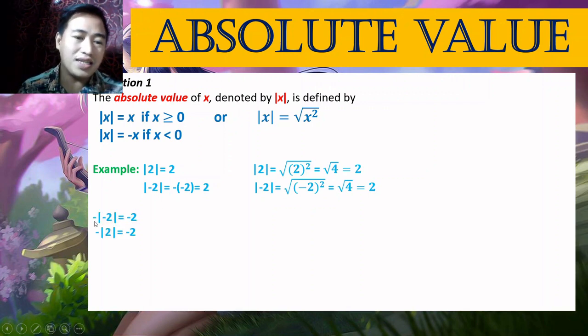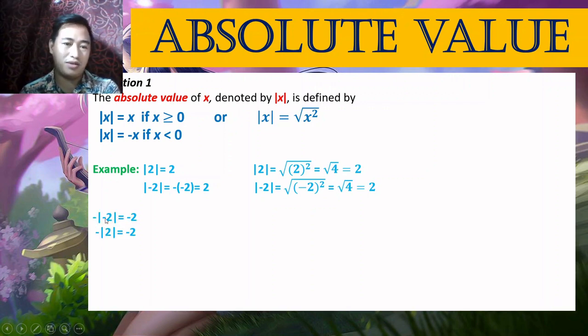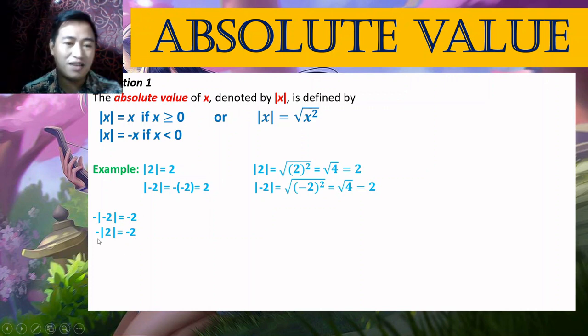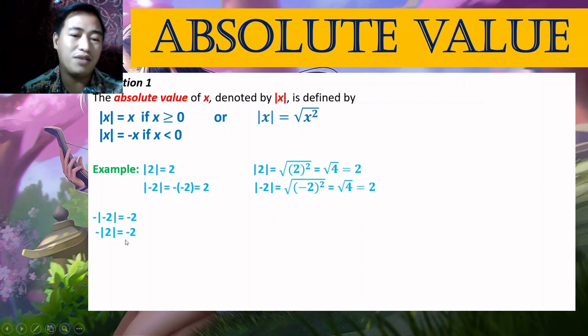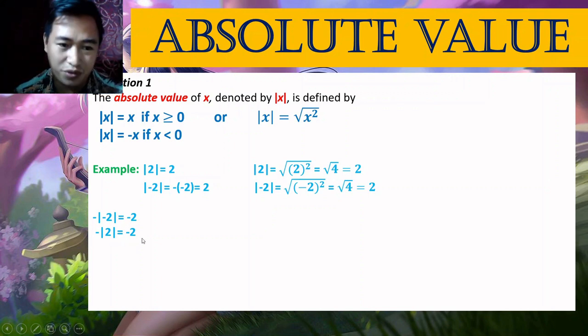What if, class, the negative is outside the square root? So, negative square root of negative 2 squared. The square root of negative 2 squared is positive 2, so it becomes negative 2. And then negative, the absolute value of 2 is equal to negative 2. So, the result of absolute value is always positive, but if the negative is outside, the value becomes negative.